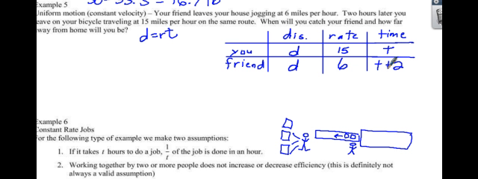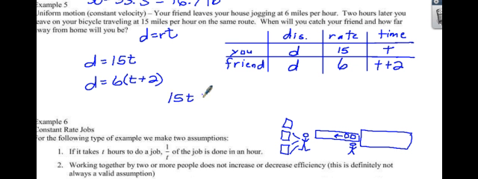Okay? So now I know that distance equals rate times time. So my distance is 15 times t, and my friend's distance is 6 times (t plus 2), and I just set these two things equal because the distances when we meet should be the same. So 15t equals 6 times (t plus 2). Distribute. You get 15t equals 6t plus 12.